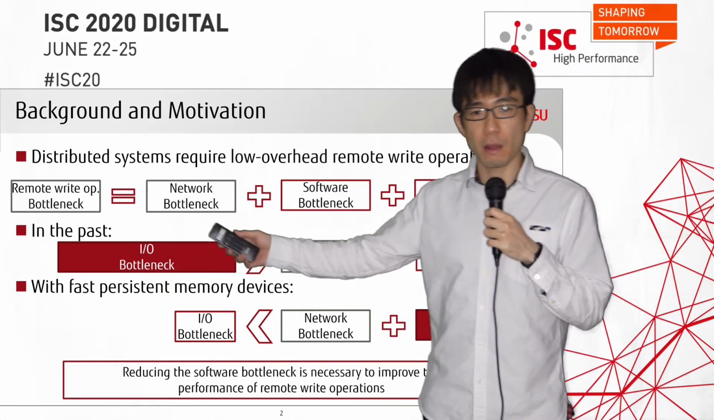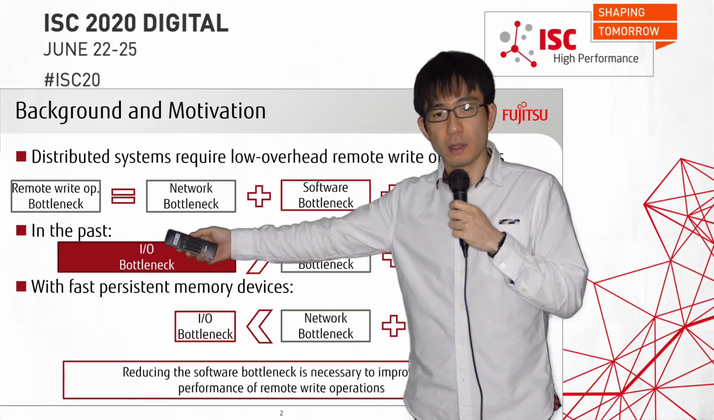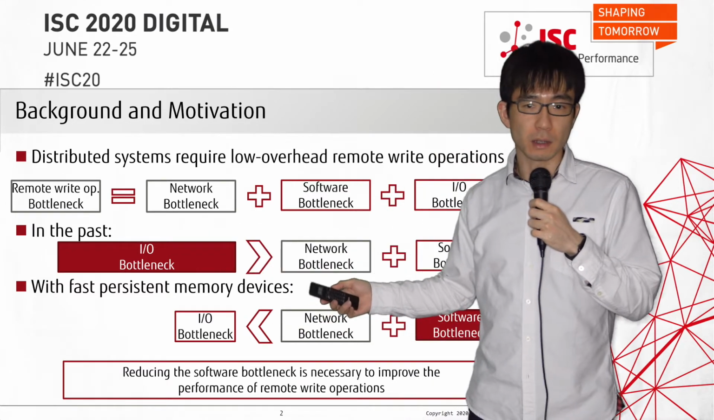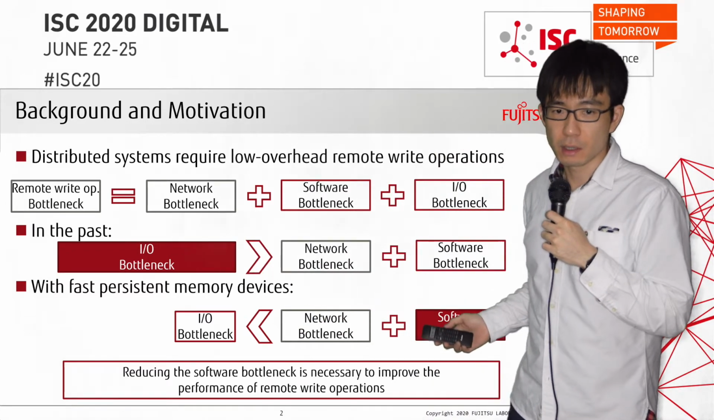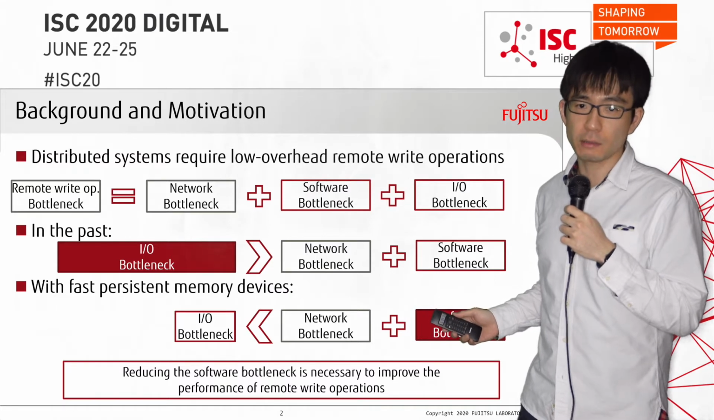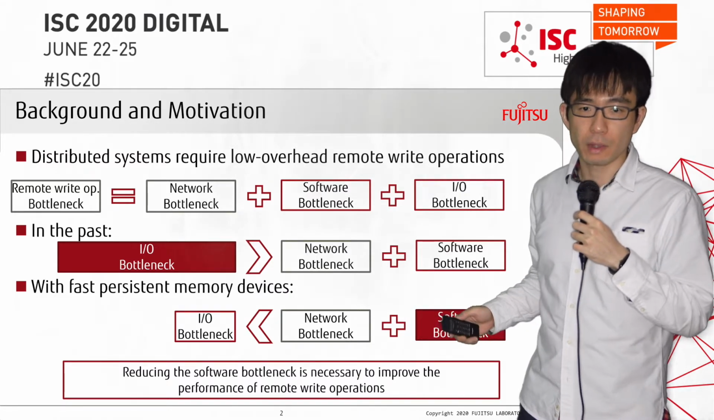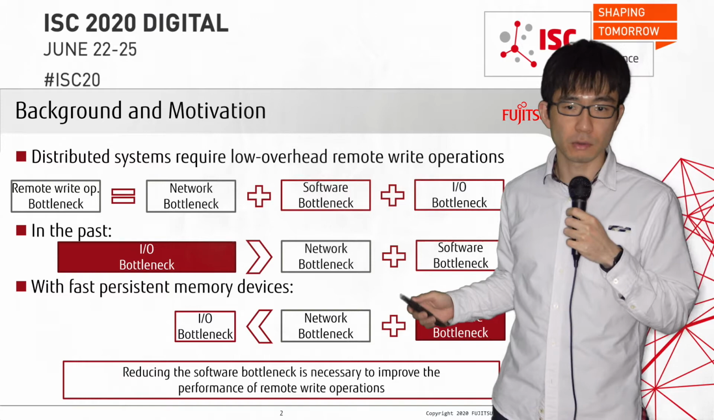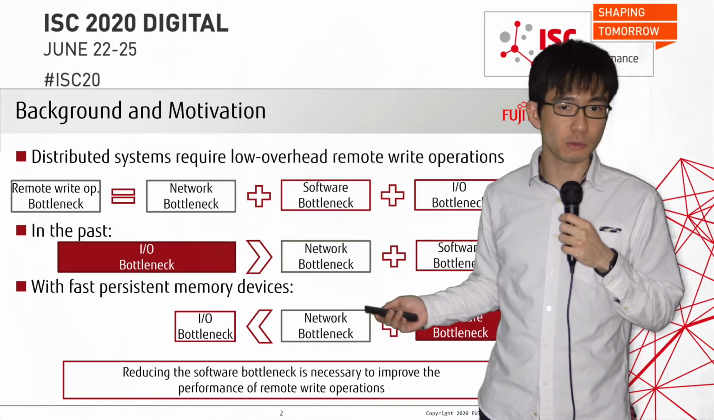Now we have fast persistent memory devices. It reduces the I/O bottleneck. So relatively, software bottleneck becomes a dominant part of the system. We have to reduce the software bottleneck to improve the performance of remote write operations.